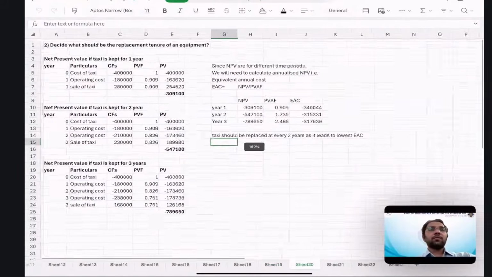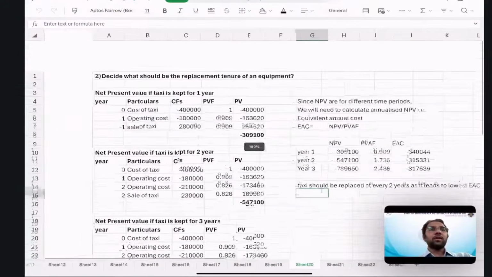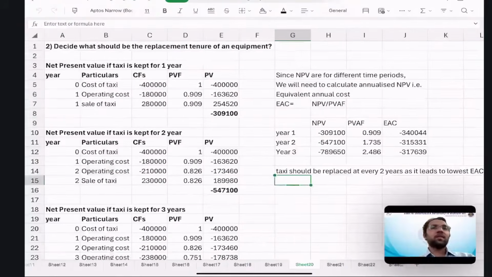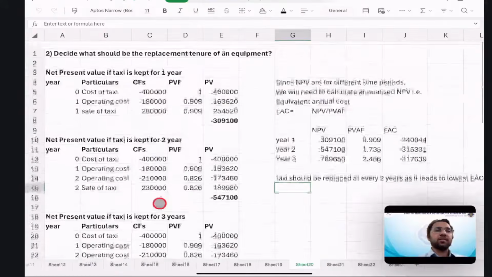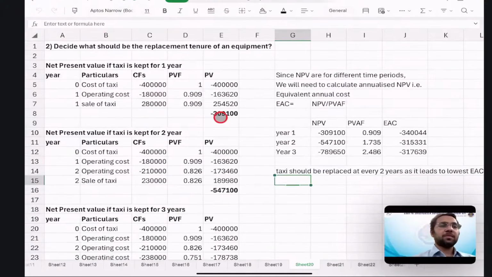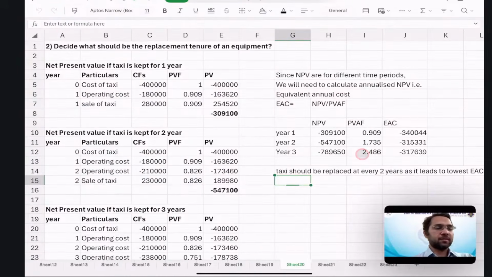Also, when we're deciding when we should replace a particular equipment, we look at multiple cases. Let's say you replace it in 1 year, in 2 years, or in 3 years. We ask: if you're replacing in 1 year, what's the NPV? If in 2 years, what's the NPV? If in 3 years, what's the NPV? And then we calculate the equivalent annual cost by dividing the NPV by the annuity factors.